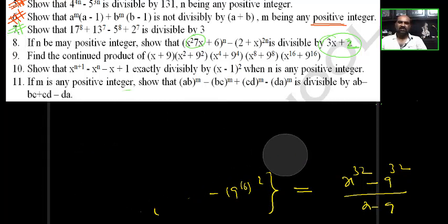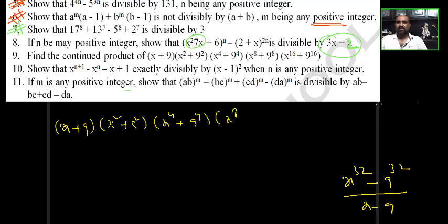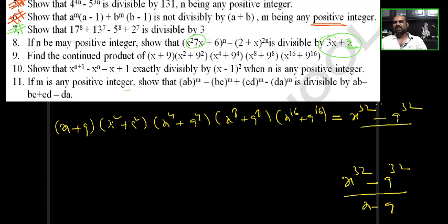At last I can write the solution. (x plus 9) into (x square plus 9 square) into (x power 4 plus 9 power 4) into (x power 8 plus 9 power 8) into (x power 16 plus 9 power 16) is equal to x power 32 minus 9 power 32 by x minus 9. Completed.